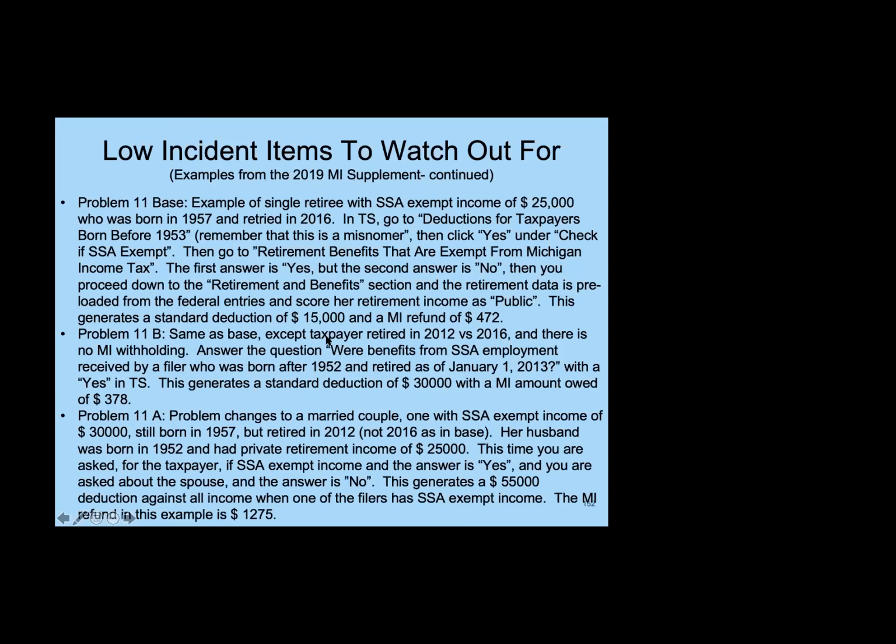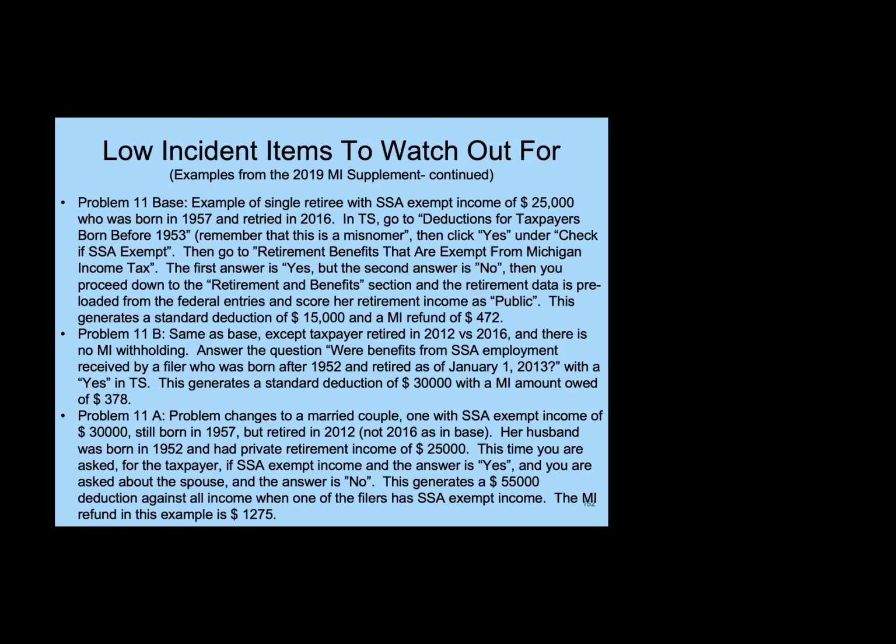On problem 11, the base, this is an example of a single retiree with SSA exempt income of $25,000 who was born in 1957 and retired in 2016. Again, you go into TaxSlayer, you answer those SSA exempt questions exactly as they're asked, and it will generate the correct $15,000 standard deduction. And again, this guy was born in 1957, and he's in a section that's for taxpayers born before 1953.